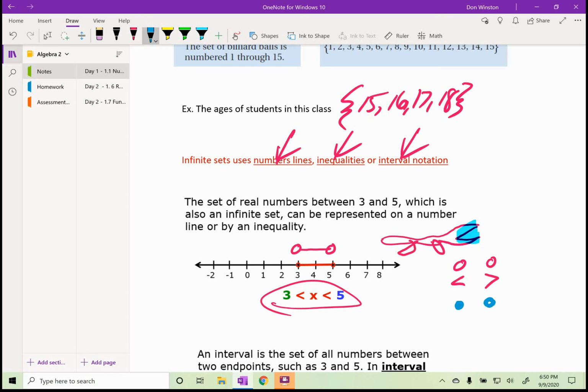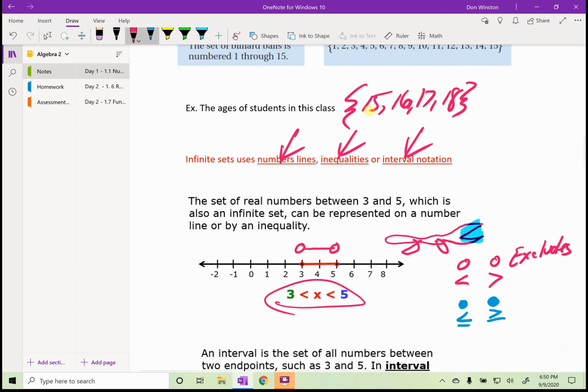We'll take a look at this a little more. Closed circles, but then we would include the number, the line underneath that, to indicate that we're including that number. So this excludes the number, and this includes the number. All right, we'll come back to that in a second.